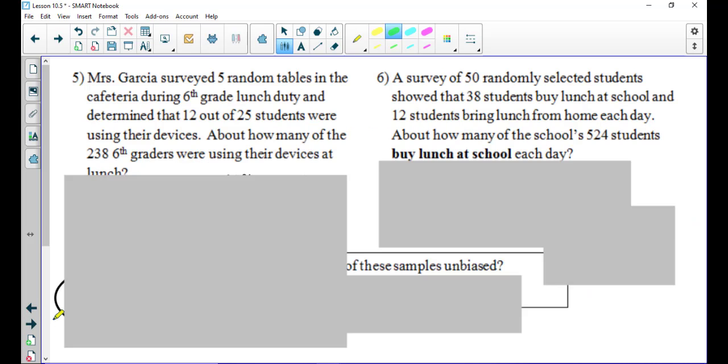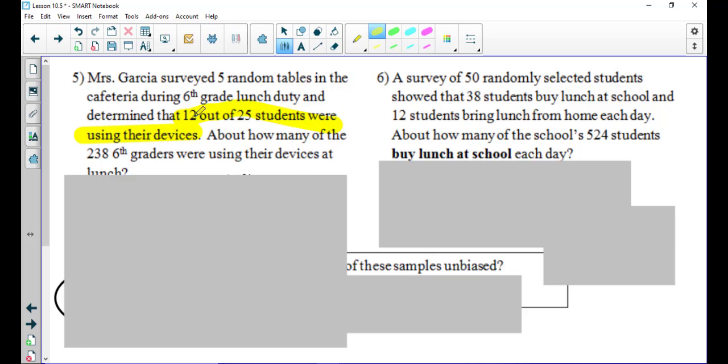Number 5: Mrs. Garcia surveyed 5 random tables in the cafeteria during 6th grade lunch duty and determined that 12 out of 25 students were using their devices. About how many of the 238 sixth graders were using their devices at lunch? So what we recognize here is that 12 out of 25 students were using their devices.